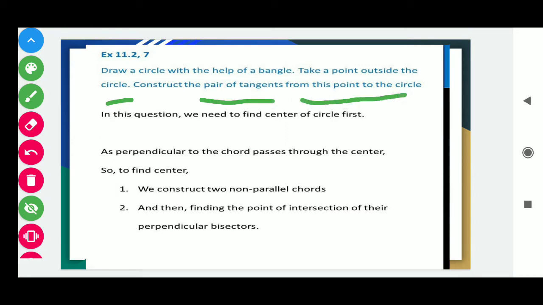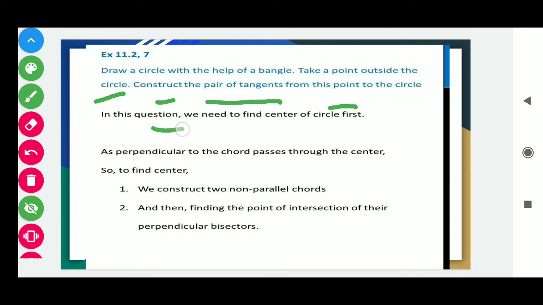Students, in this question, we have to draw a circle by using a bangle and take a point outside the circle, and after that construct the pair of tangents from this point, okay, that point which we have chosen outside the circle. So by taking that point we have to make tangents from this point to the circle. So let's start the solution.